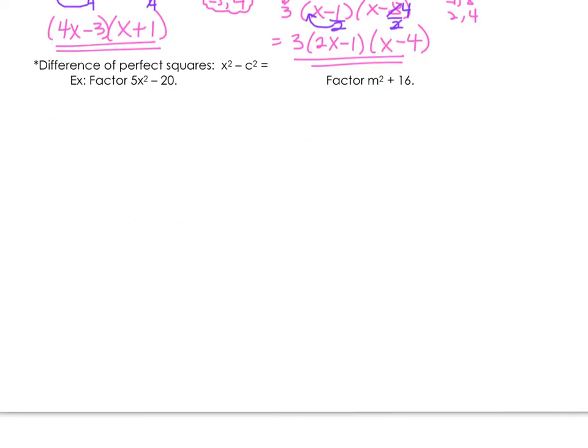Another factoring form is the difference of two perfect squares. If you have a perfect square minus another perfect square, that splits apart into the two parentheses.